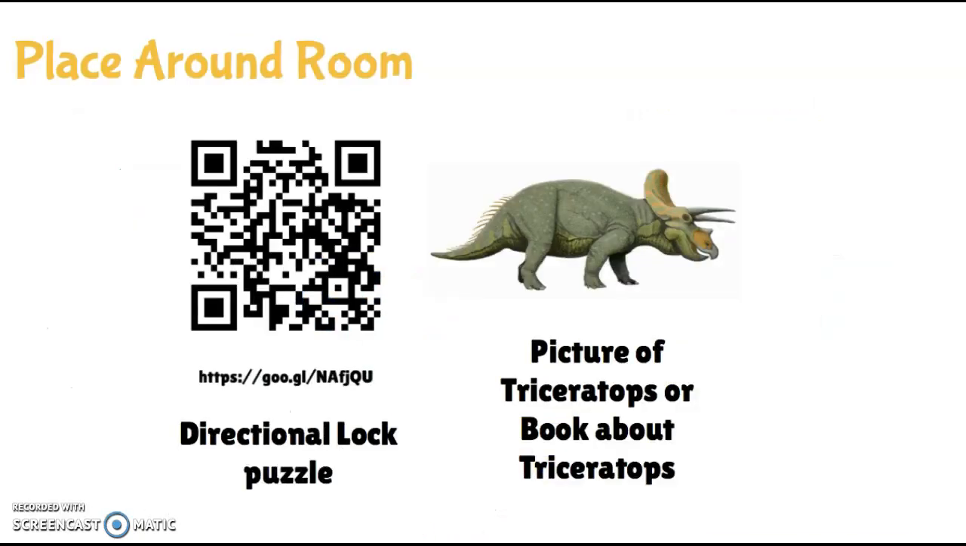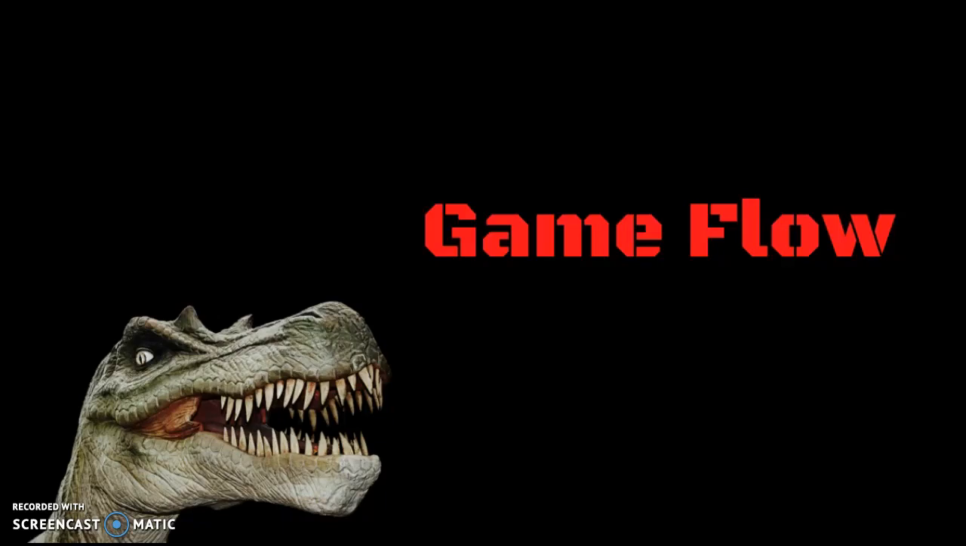Around the room, after you've printed out this QR code and the picture of the Triceratops, you can either tape them on a wall, on a table, somewhere around the room where students will find them. The game flow.